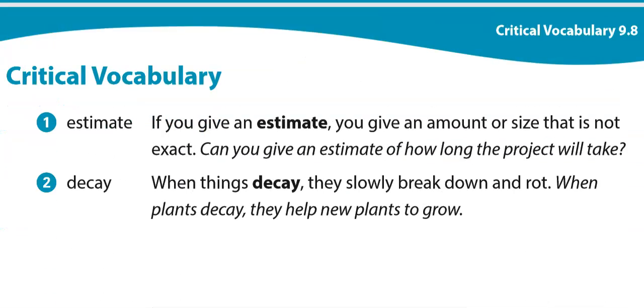All right, and there were 2 more critical vocabulary words. We reviewed the other ones earlier. Here are 2 more. Estimate. If you give an estimate, you give an amount or size that is not exact. Can you give an estimate of how long the project will take? Decay. When things decay, they slowly break down and rot. When plants decay, they help new plants grow. All right.